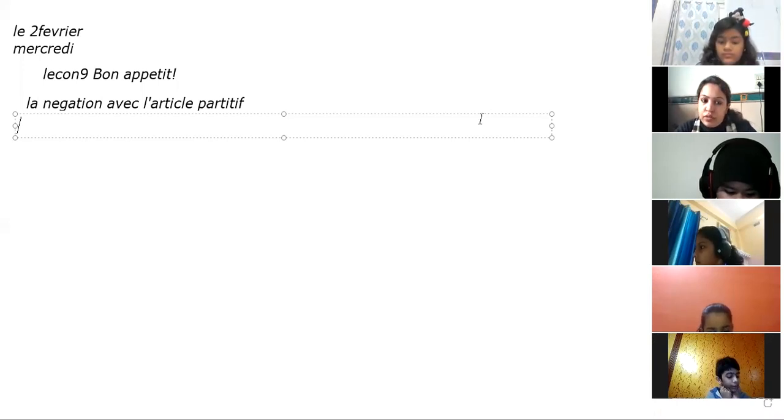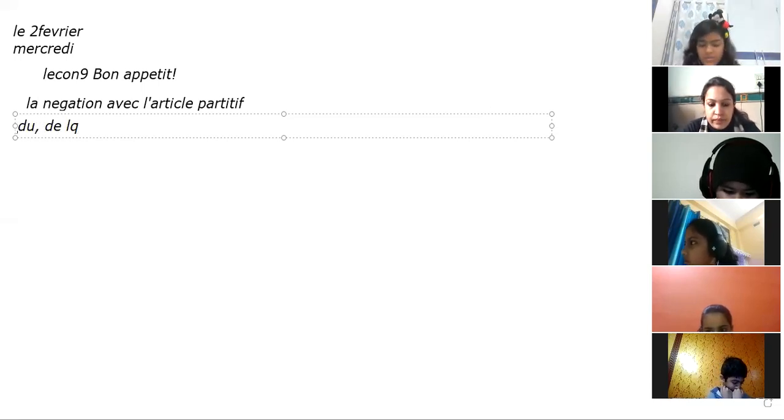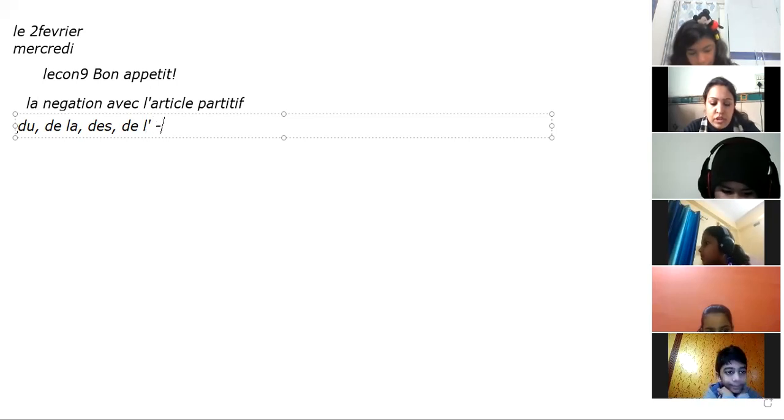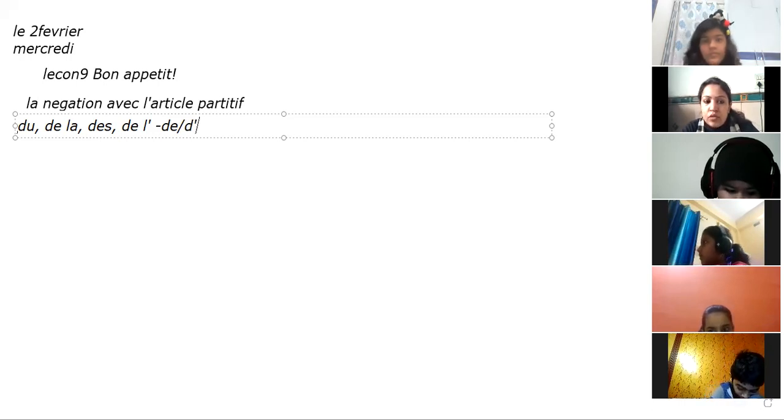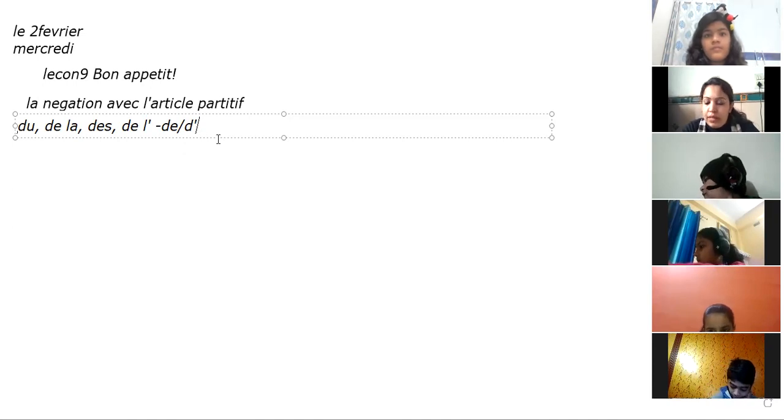Whenever we change it into negation, if it is du, de la, or de l' in the sentence, whatever it is, it will be changing to de or d'. We can use either of the two. We will be placing d' when your next word is starting with a vowel, clear? Let us see the example. It will be more clear with the example.